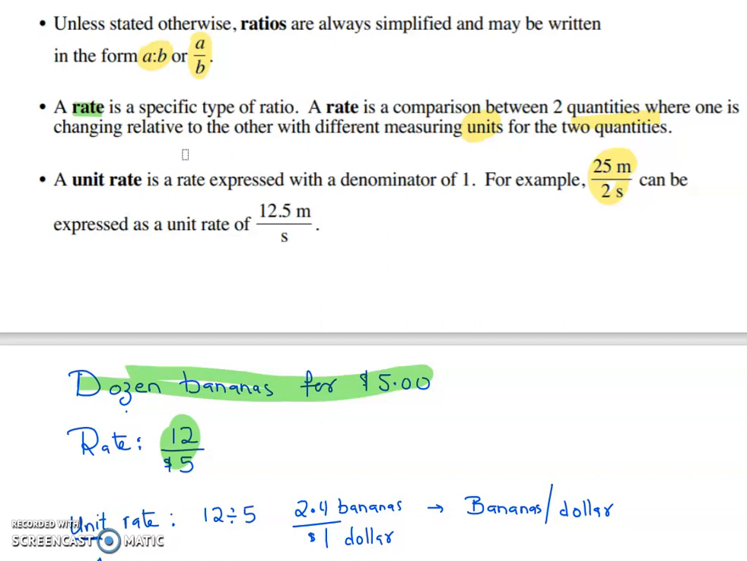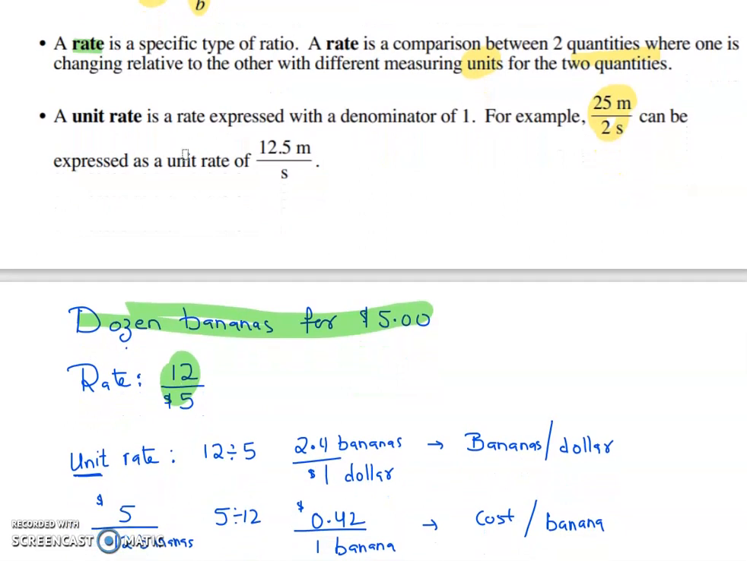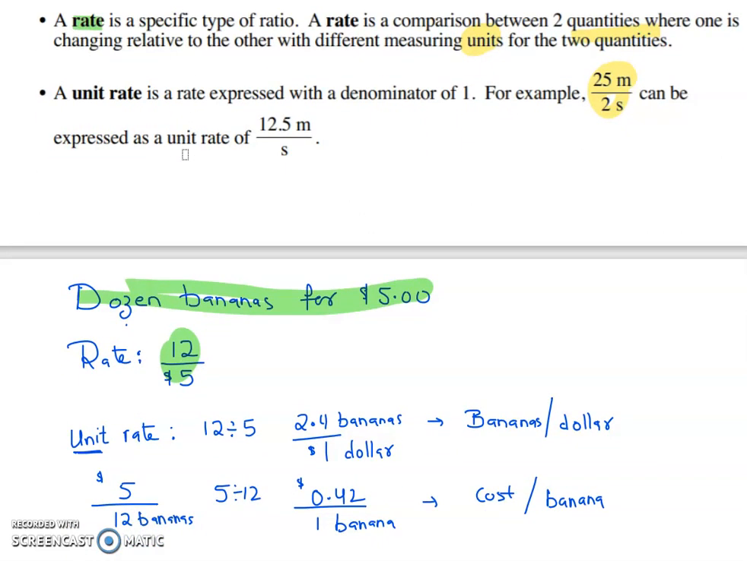Now, if you were buying a dozen for $5 in one store, and then you find another deal, but it's selling in a different denomination, so they're saying, we're going to sell 4 bananas for $2.80, you don't know which one is better. If we actually want to compare two deals, the best way to do that is to bring them down to unit rate. A unit rate basically means a rate that is expressed with a denominator of 1.